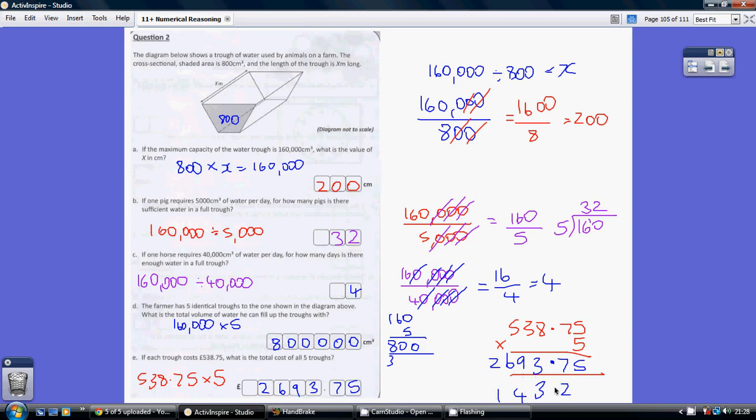So just make sure you can multiply, I think probably using this method rather than a grid method when you're only multiplying by a single digit. Other methods are fine. So answer 2693.75.